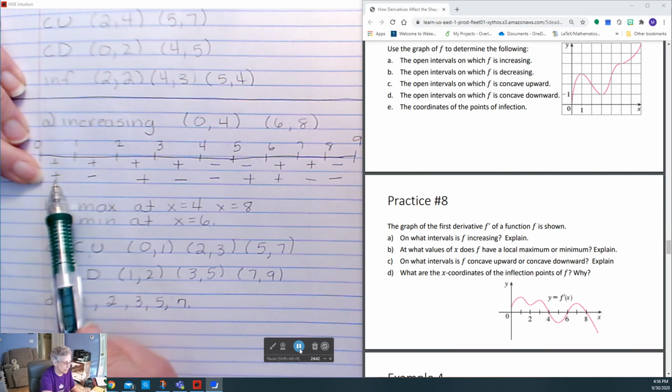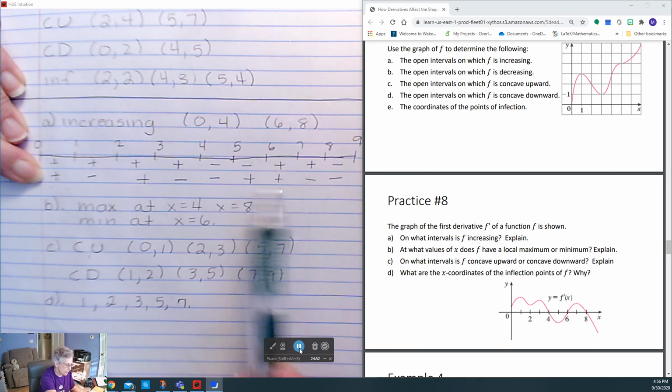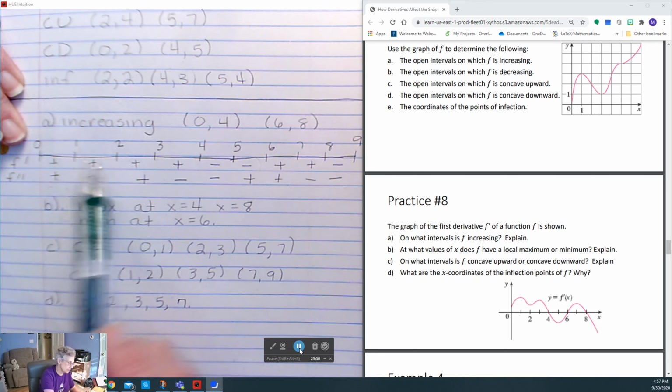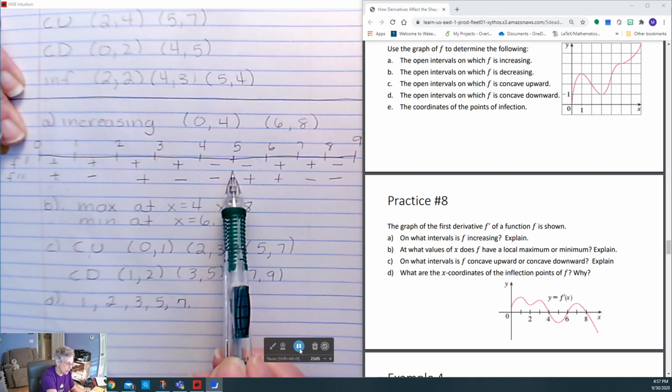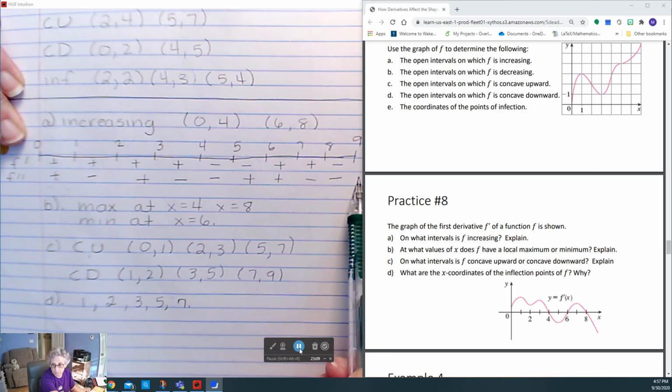So the second derivative is positive where the first derivative is increasing: from 0 to 1, from 2 to 3, and from 5 to 7. The second derivative is negative where the first derivative is decreasing: from 1 to 2, from 3 to 5, and again from 7 to 9.